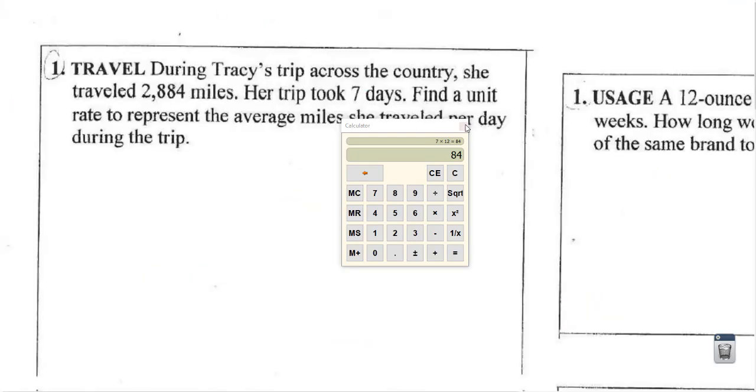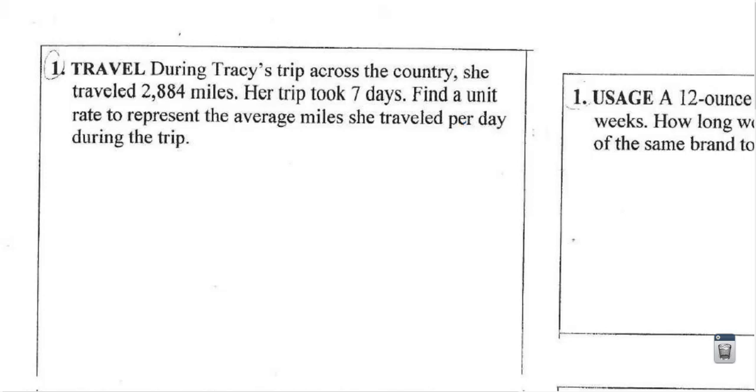Get rid of our calculator. So, during Tracy's trip across country, she traveled 2,884 miles. It took 7 days. Find a unit rate. I would suggest you highlight that. Find a unit rate to represent the miles she traveled per day. Miles per day. So we know that our answer is going to be in miles per day.